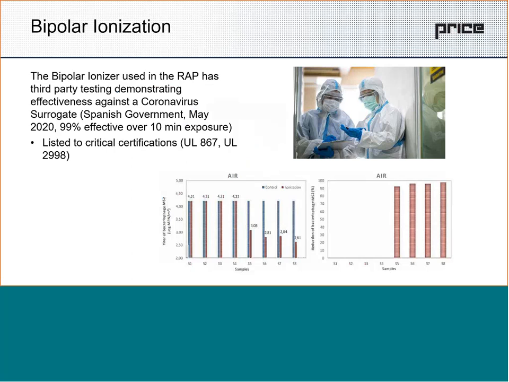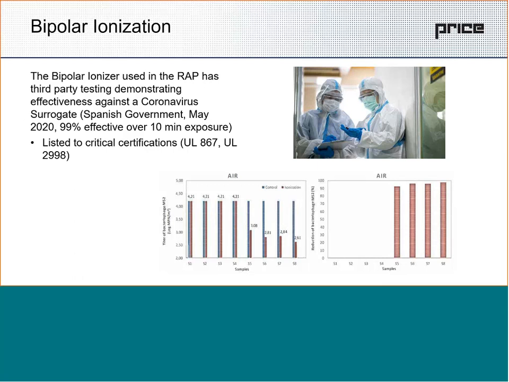So looking at some of the research on bipolar ionization, there was a third-party study done by the Spanish government looking at COVID surrogates and the effectiveness of bipolar ionization. So essentially they closed down a hotel, and they set up rooms, and they introduced the COVID surrogates, and they did a room without ionization, and then they did the same room with ionization. And in 10 minutes, they were able to have an airborne reduction of 99% in that 10-minute exposure time.